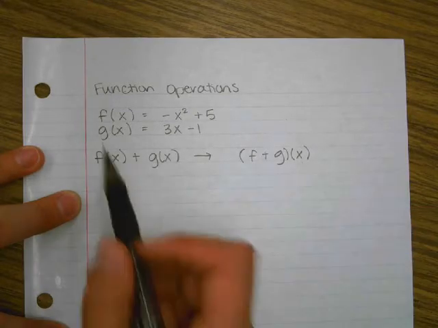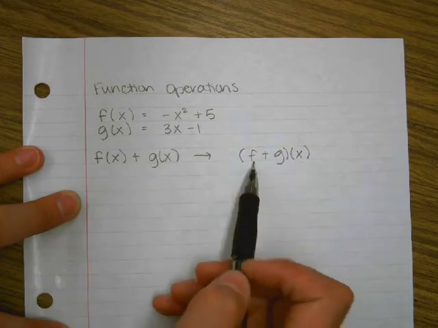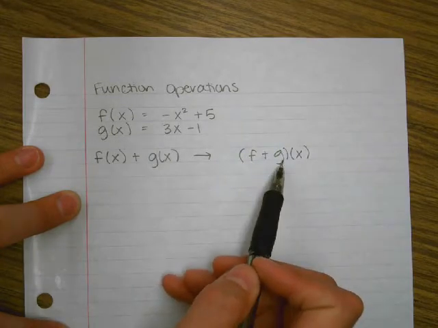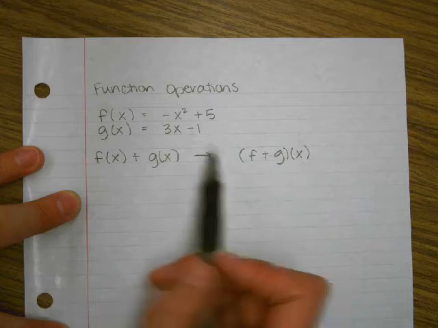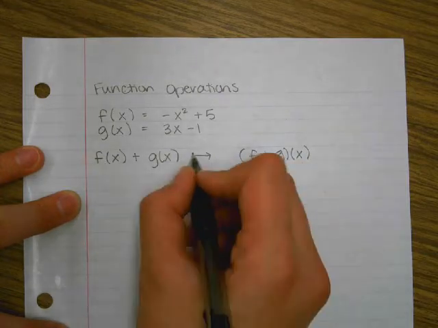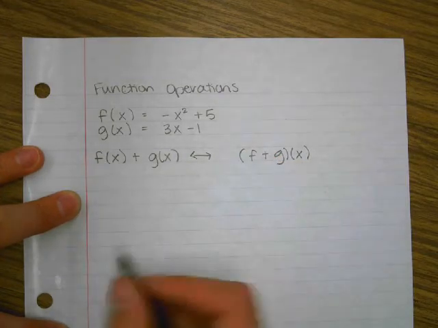Because if you notice up here, there's no such thing as a plain old f, and there's no such thing as a plain old g. So when they say f plus g of x, what they really mean is this. These two notations are identical. They mean the exact same thing.